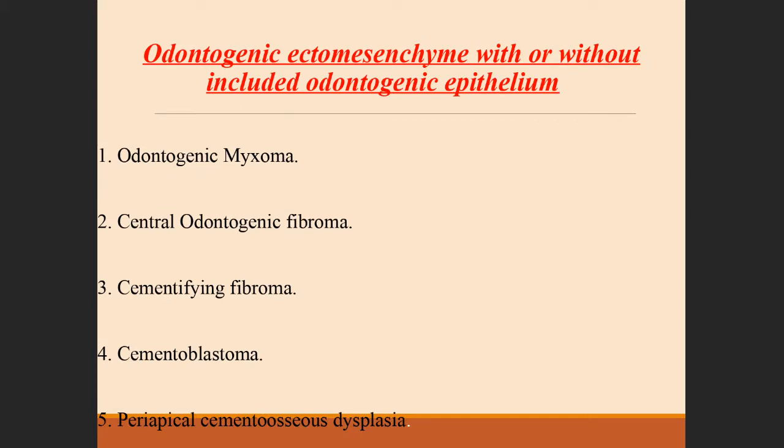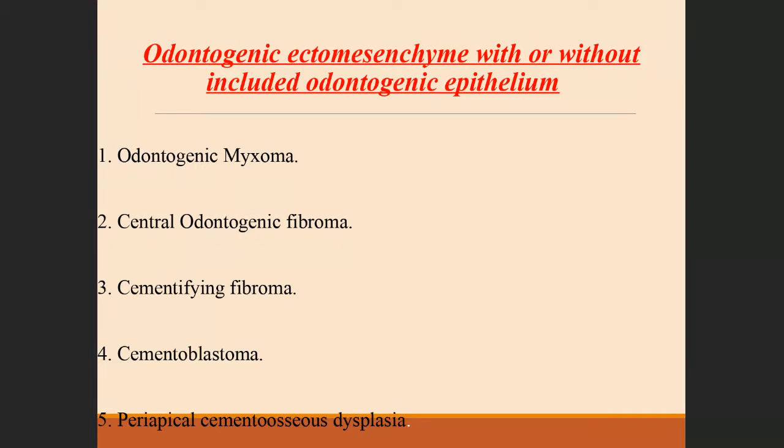The third category is tumors which arise from the odontogenic ectomesenchyme with or without included odontogenic epithelium. So here it is a mesenchymal tissue that is proliferating. It is your dental papilla or the dental follicle. And you might see, histologically, the odontogenic epithelium, but it is not proliferating. Under this, you have odontogenic myxoma, central odontogenic fibroma, cementifying fibroma, cementoblastoma, and periapical cemento-osseous dysplasia.